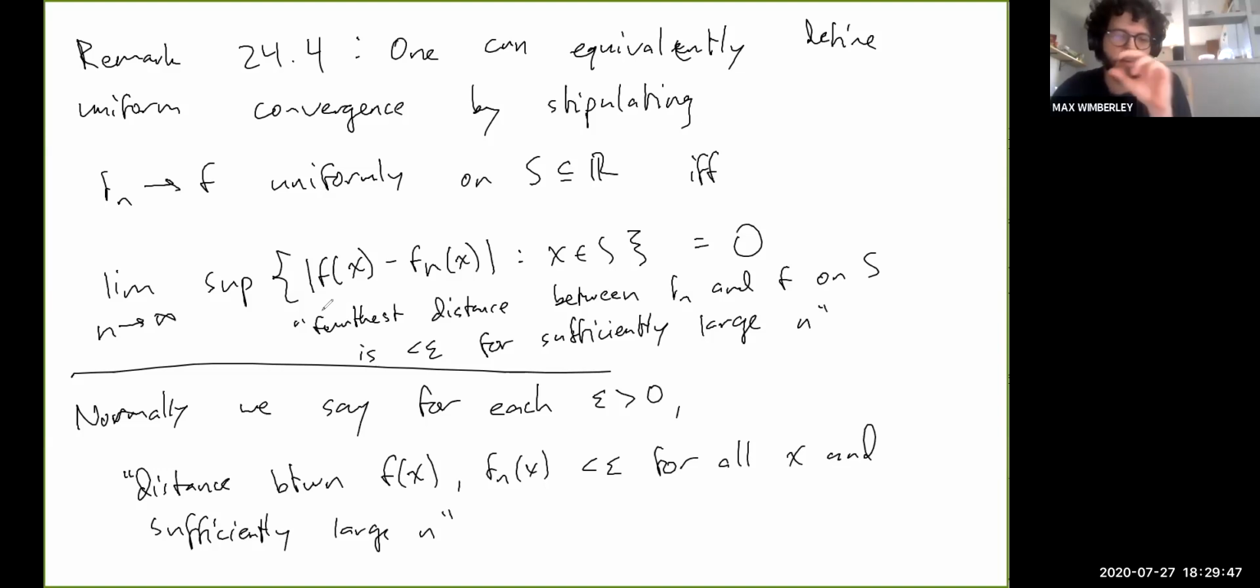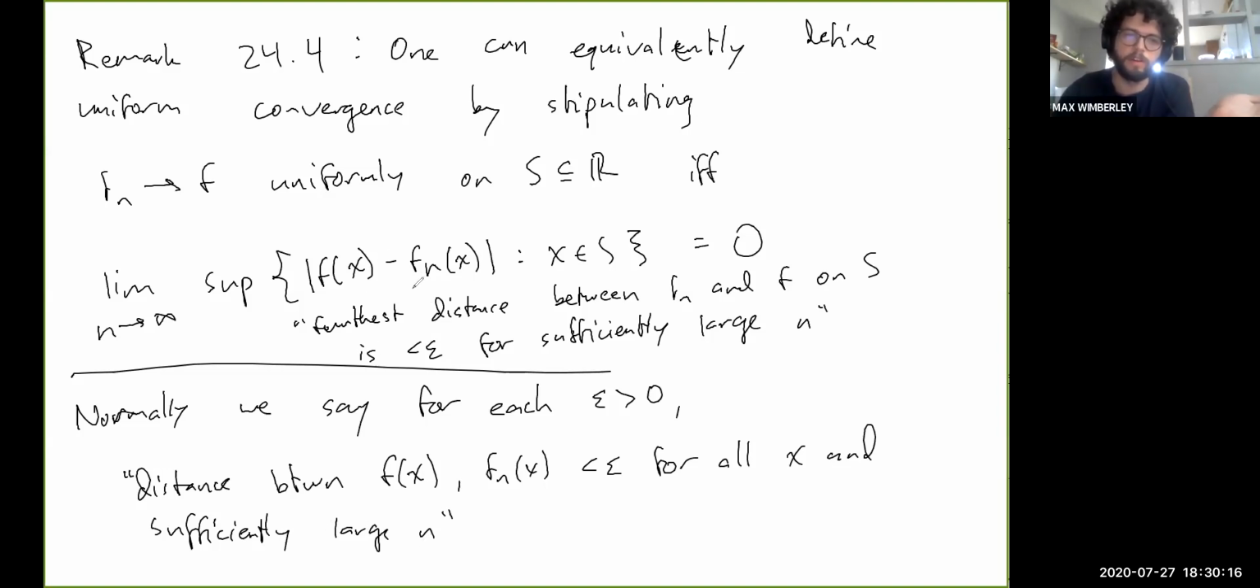So all I'm saying is, if the furthest distance between f and fn across all of S is less than epsilon, then clearly the distance at each point in S is less than epsilon, right? Because if the biggest distance is less than epsilon, then all the distances are less than epsilon for every x value. So that's how you go from here to here.